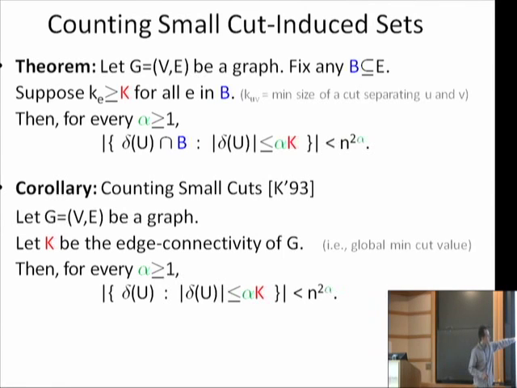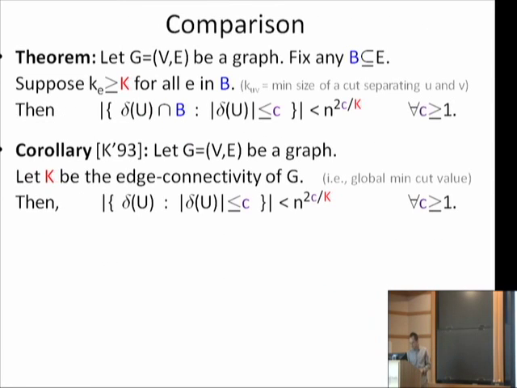This corollary is just the special case of every edge being blue. So if every edge is blue, then the global min cut value is a lower bound on the connectivity of every edge. And if every edge is blue, then this disappears. OK. So I'd like to compare these two statements with a very unfair comparison. I've replaced alpha with C over K, where C is just some arbitrary value. So here are the two statements, just rewritten in that way.